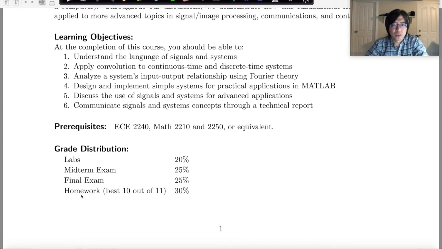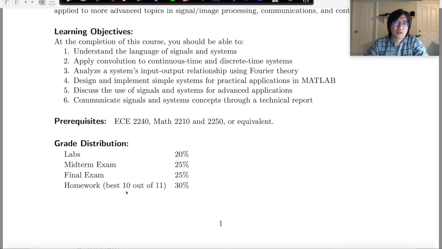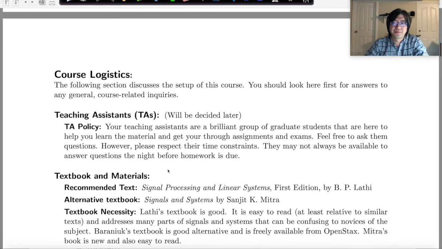And we have homeworks. We'll have 11 homeworks in total, and we'll only count the 10 best out of the 11. Of course, I strongly encourage you to do all of them, because they are very important for your study. Every homework has 3 points, so in total the homework is 30%. Those are the grade distributions.